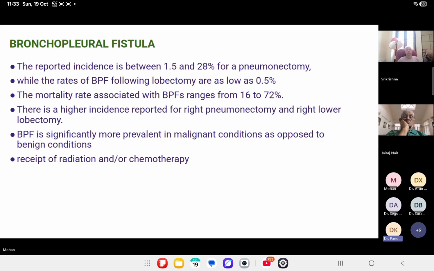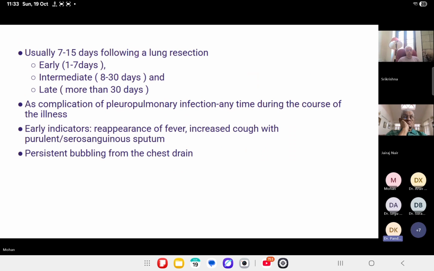There is a higher incidence reported for right pneumonectomy and right lower lobectomy. Bronchopleural fistula is significantly more prevalent in malignant conditions as opposed to benign conditions. Recipient of radiation and chemotherapy. Self-explanatory statements. And then usually 7 to 15 days following lung resection, this can happen early. It is called early if it happens in 7 days, intermediate is till 1 month, and late is more than 1 month.